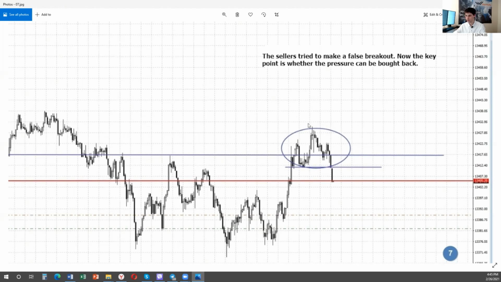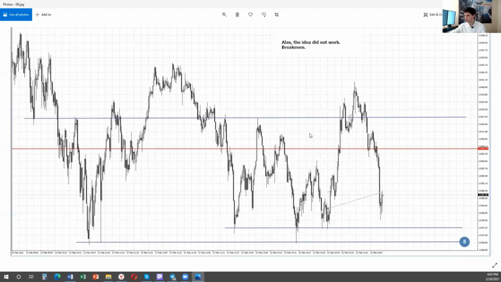You see, false breakout. As a result, the transaction is closed at break-even.